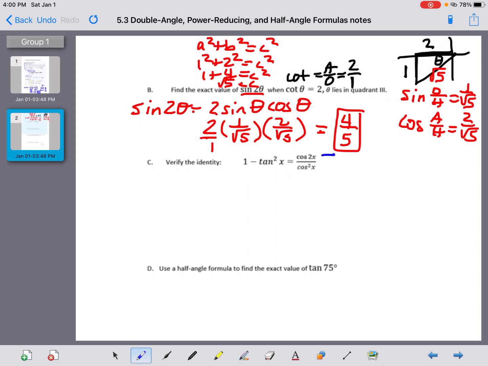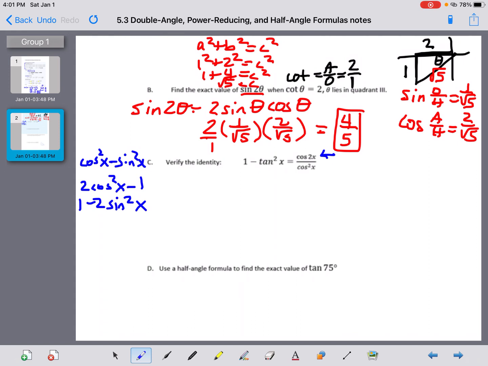My cosine of 2x, I have 3 choices. If you think about this cosine of 2x, I can do cosine squared x minus sine squared x. I could do 2 cosine squared x minus 1. I could do 1 minus 2 sine squared x. Those are my 3 choices. And whichever one I choose is going to be over cosine squared x.